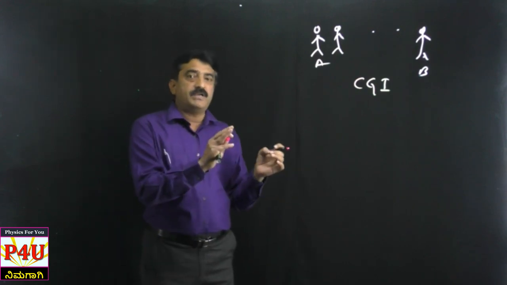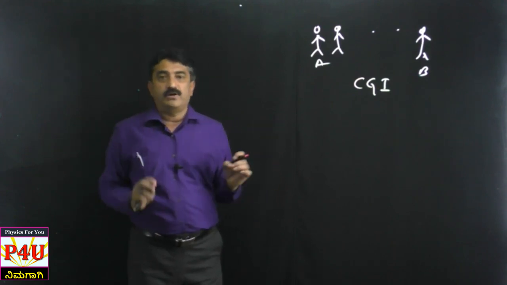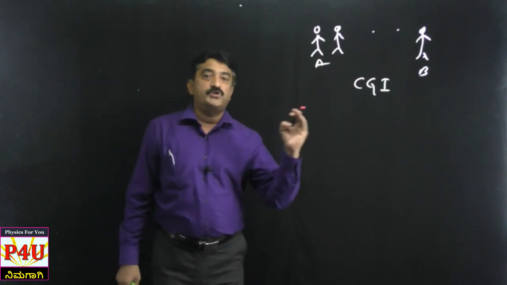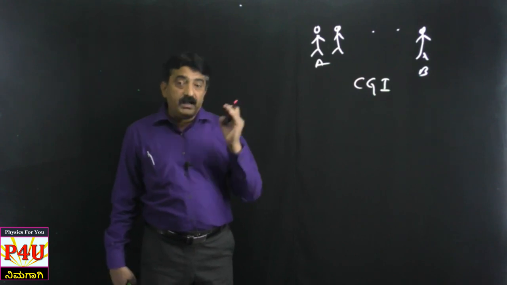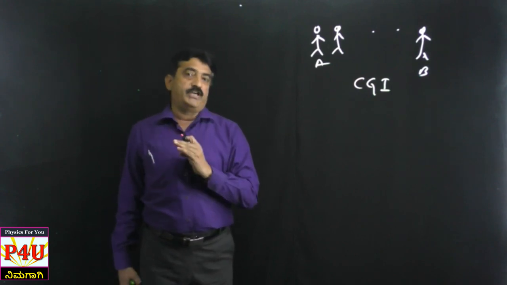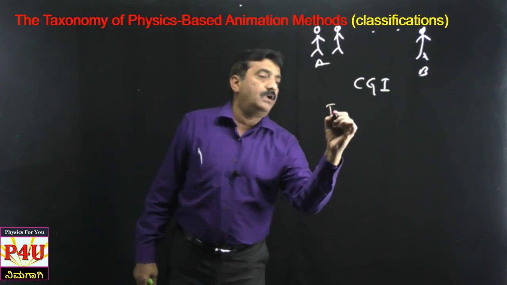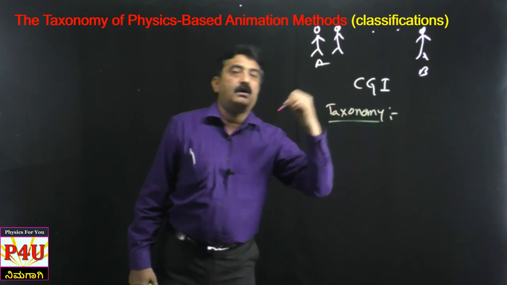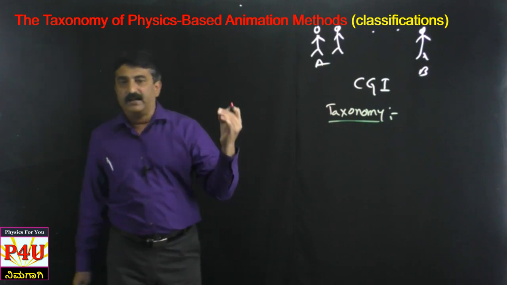Now in animation, what is the role of physics? We shall try to understand one by one. See, already I told you, animation is nothing but motional effect. Motion is an integral part of animation. In physics, when it comes to motion, movement, we have two categories. So now I will talk about what is called taxonomy. Taxonomy means classification, that's all. Taxonomy of physics in animation.